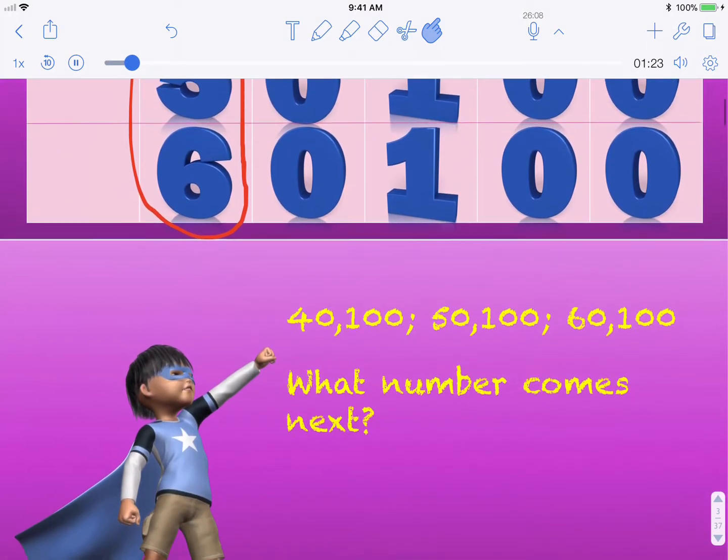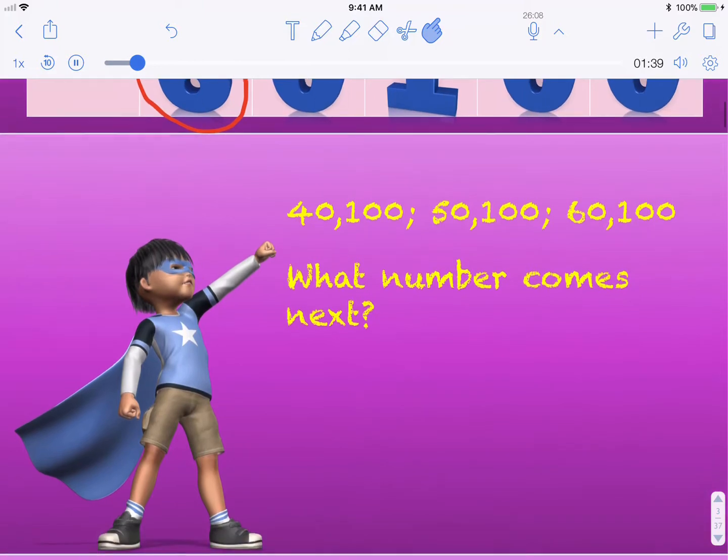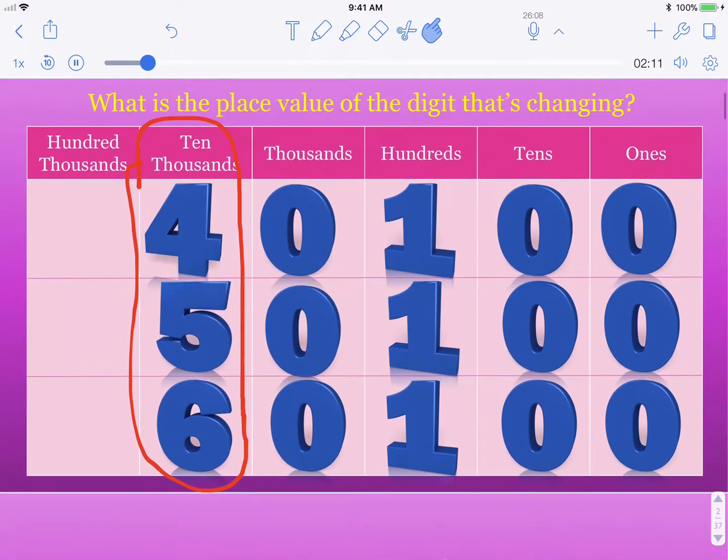When is it important to know that? When do we use that concept? Why do we need to know sometimes what place the number's changing? Let's look at the next slide and see. What number comes next? Sometimes it's important to look at a pattern so that you can order your numbers from least to greatest or greatest to least. Also, it's important to always know what place value the number's changing when you're comparing numbers, saying greater than, less than, equal to. So when comparing numbers, you need to know the place value where the digit is always changing. So we have 40,100, 50,100, 60,100.